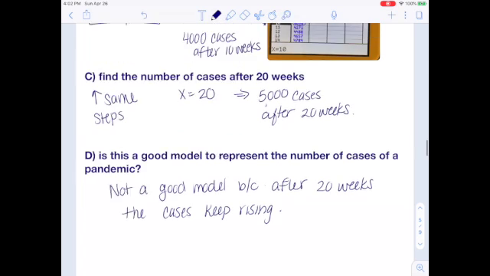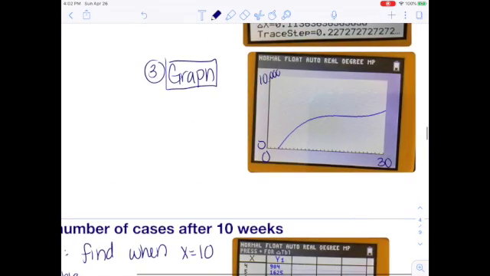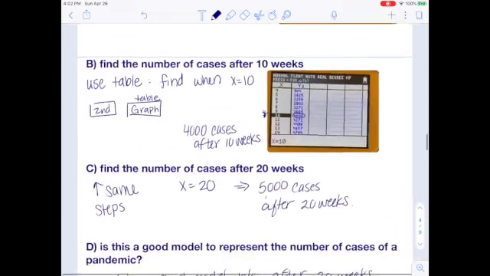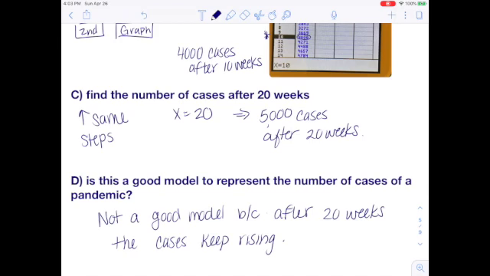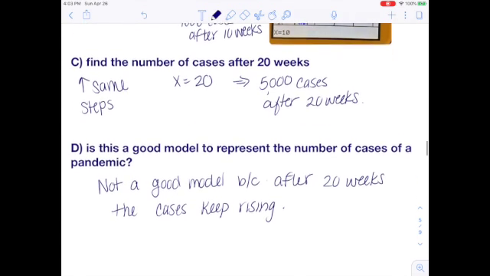Now, is this a good model to represent the number of cases of a pandemic? Take a look at this graph. Does that look like our pandemic right now, right? I have a problem over here. So it was increasing, right? And then your graph started to plateau. Ideally, that's what you want in a pandemic. But then your number of cases started to rise after this x value. All right, so I would say this is not a good representation for a pandemic because after 20 weeks, the cases kept rising.